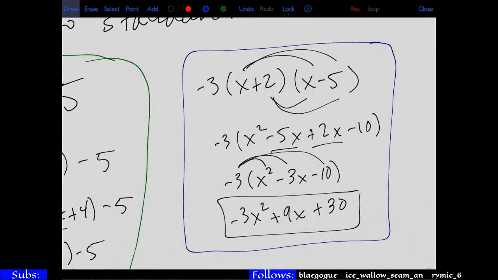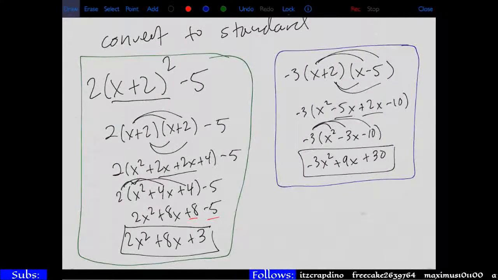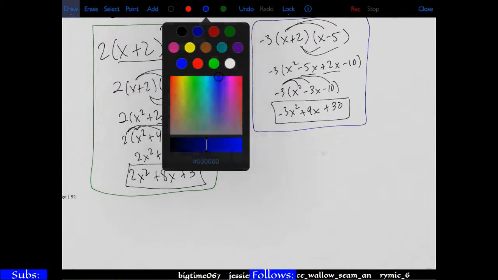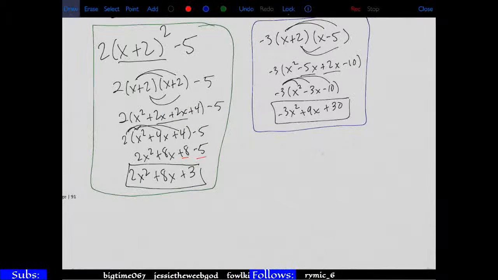So that second one, that's from intercept or factored form to standard form. That first one we did was from vertex form to standard form. All they are though is multiply everything out and simplify, and then you're in standard. All right, converting from standard to factored form.